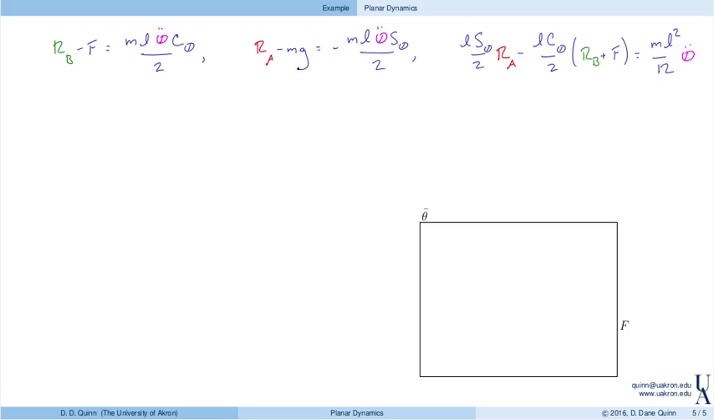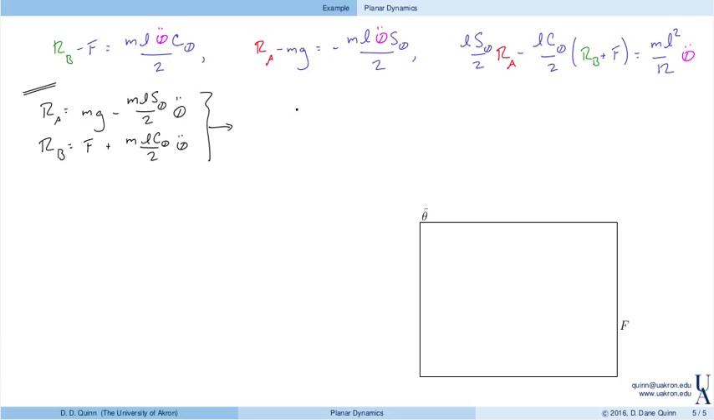So really, we'll solve for RA and RB from these two equations. We'll introduce them here, and ultimately we'll solve for theta double dot. Right, so RA is mg minus ml sine of theta over 2 times theta double dot. RB is F plus ml cosine theta over 2 times theta double dot.